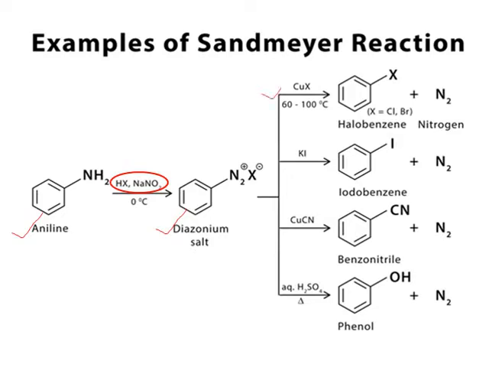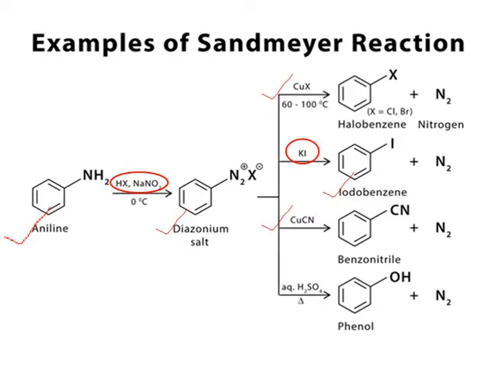So already we have discussed the addition of cuprous halide to benzene diazonium salt and copper 1 cyanide to benzene diazonium salt. Now we will discuss the preparation of iodobenzene. Iodobenzene is formed from aniline by addition of potassium iodide.